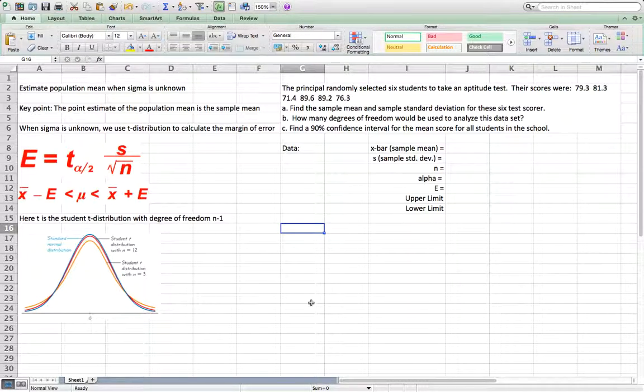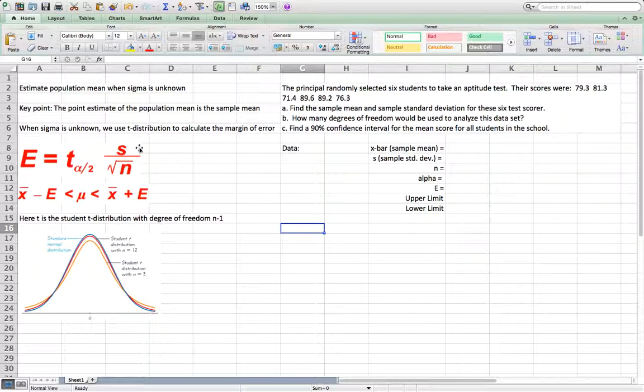This video is recorded to help my students understand how to estimate the population mean when sigma is unknown. The key point is that the point estimate of the population mean is the sample mean. When sigma is unknown, we will use the Student t distribution to calculate the margin of error. So the formula is: E equals t alpha over 2 multiplied by s over the square root of n.